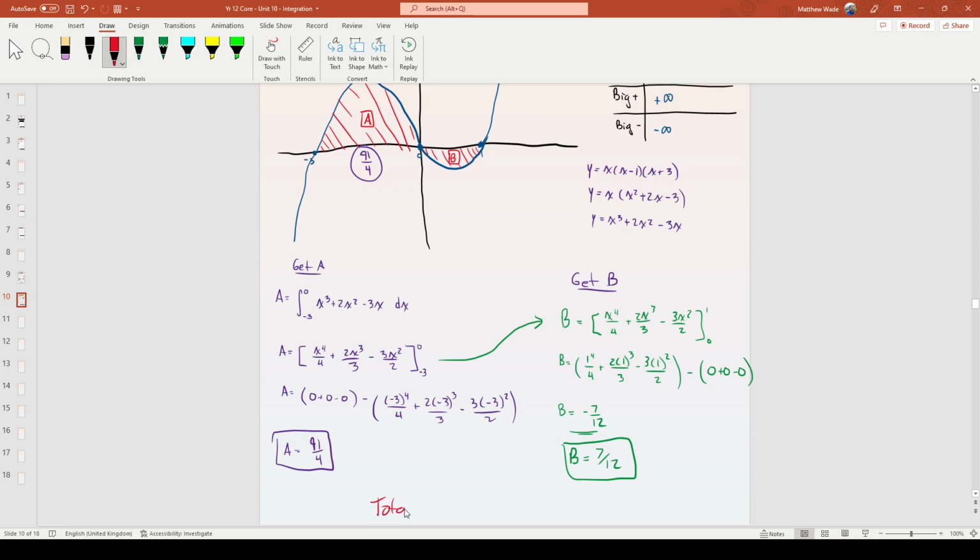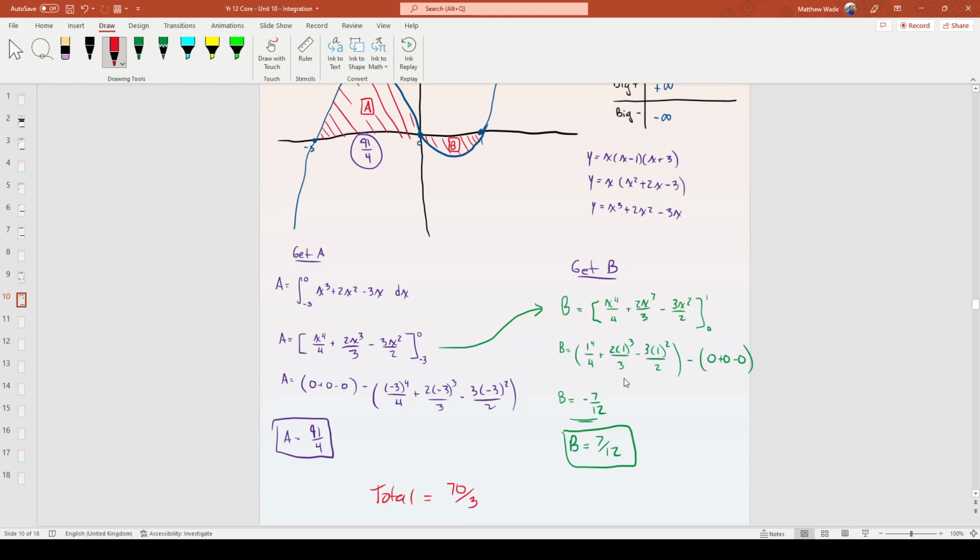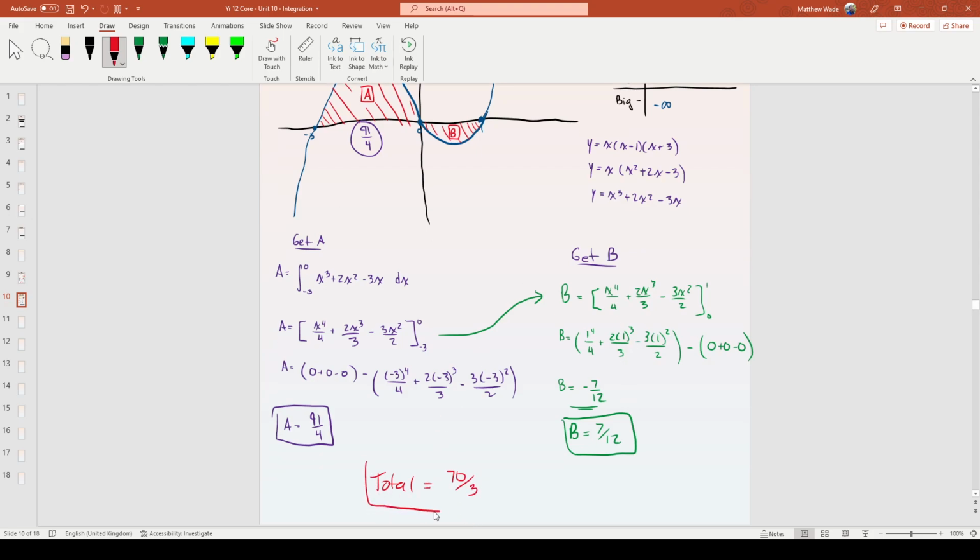The total area then is just the two of them together. 91 over 4 plus 7 divided by 12 equals 70/3. And that is your final answer. Look at you, area finding legends.